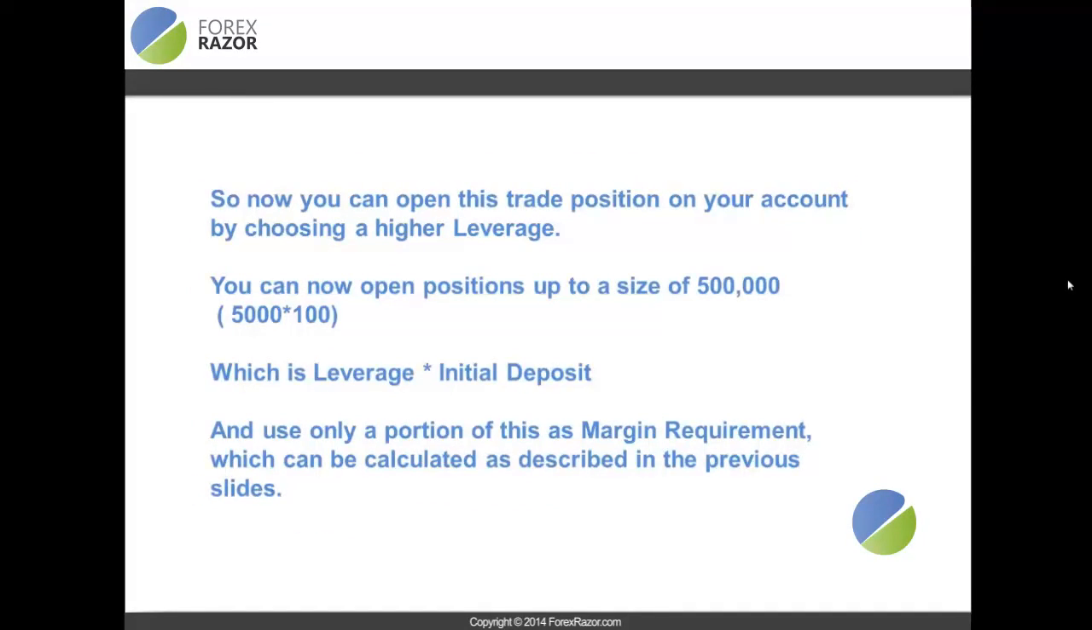Now, since the account leverage is 100 and your initial deposit is 5,000, and since leverage, as we stated, is a multiplier, you can open positions up to a size of 500,000, which is 100 times your initial deposit amount, and only use a portion of this as margin requirement depending upon the trade positions that you have open.